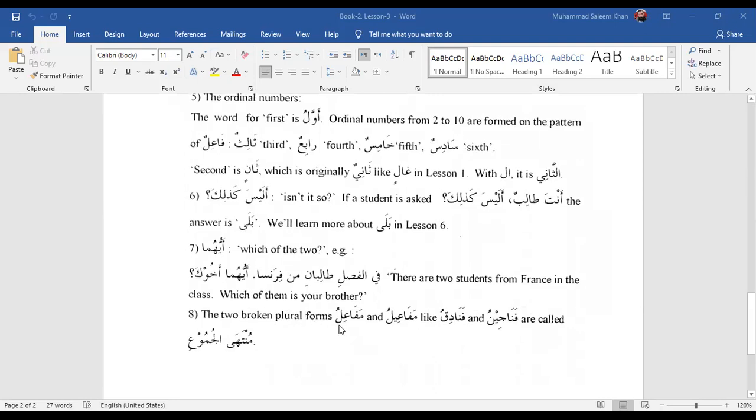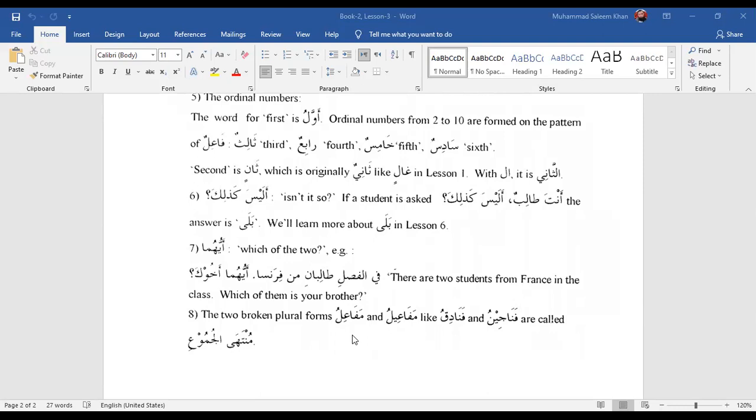And we have learned in the past many times that the nouns that come on the pattern of mafa'ilu and mafa'ilu are partially flexible. For example, fanadiqu and fanajinu. And in Arabic, it's called muntaha al-jumu'. Yani you cannot make a plural after that. So this is the ending of the plural, because sometimes from one noun, we can make more than one plural. We can make even two plurals. So muntaha al-jumu' means that after that, there is no possibility of making a plural. So mafa'ilu and mafa'ilu are partially flexible.